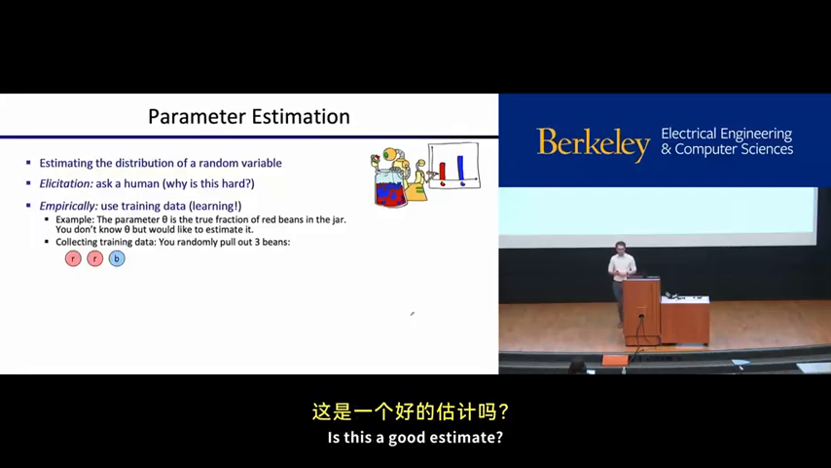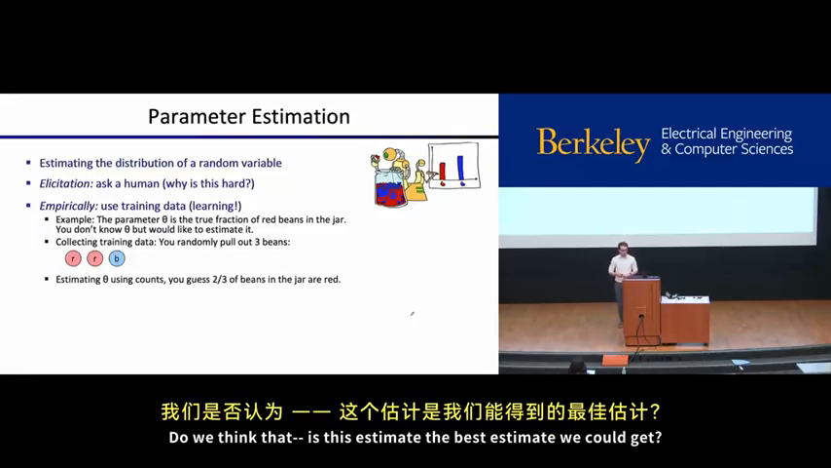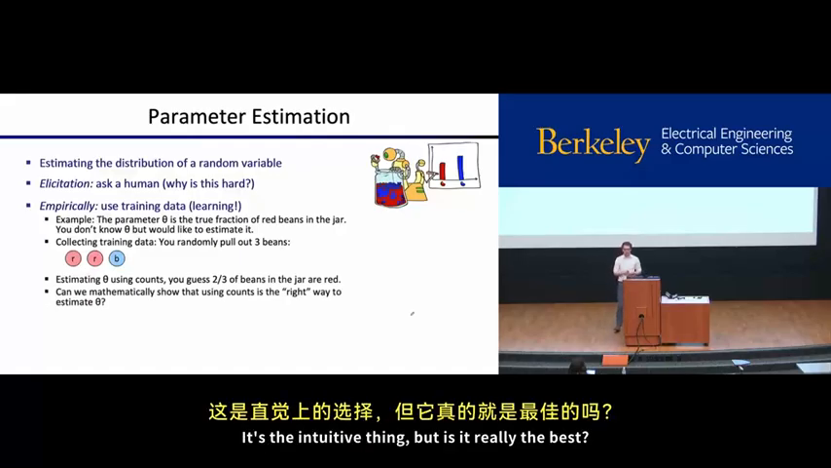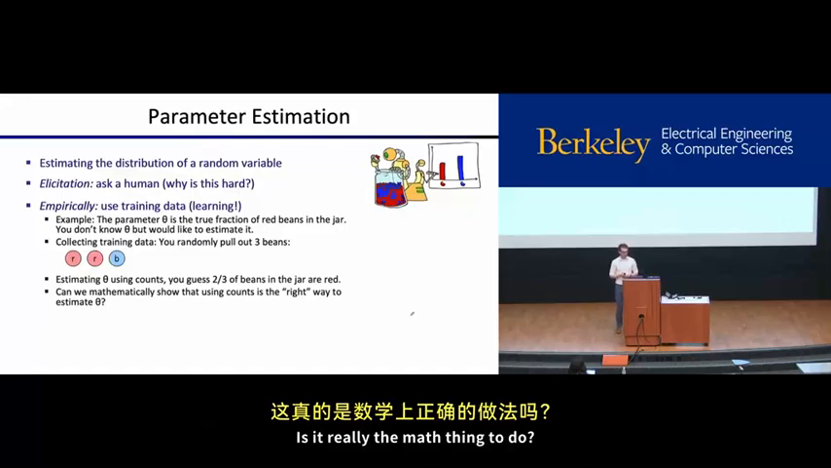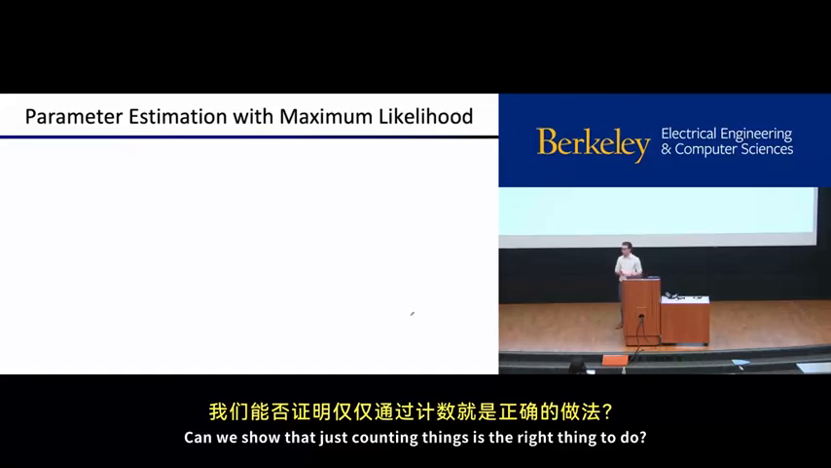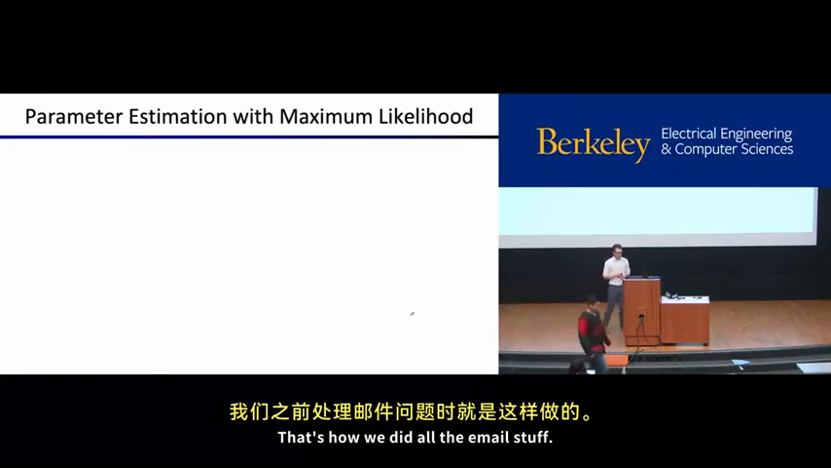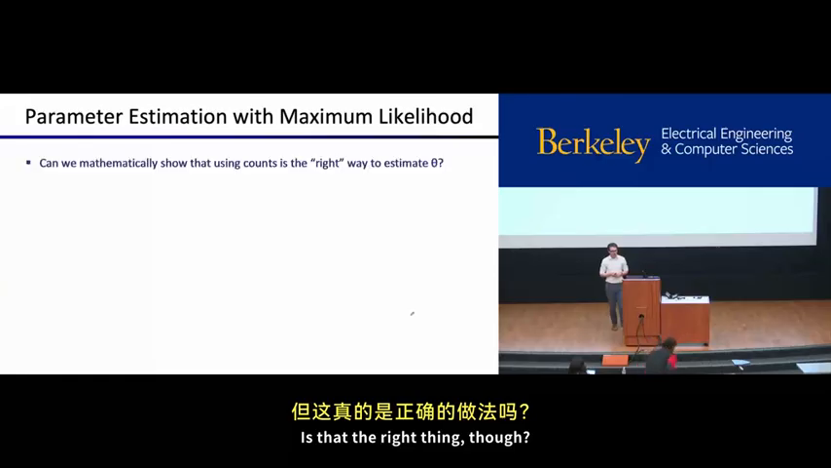Is this a good estimate? Do we think that this estimate is the best estimate we could get? Hopefully we can mathematically prove that to ourselves. It's the intuitive thing, but is it really the best? Is it really the math thing to do? Can we show that just counting things is the right thing to do? Because that's what we were doing before. That's how we did all the email stuff. Is that the right thing though?